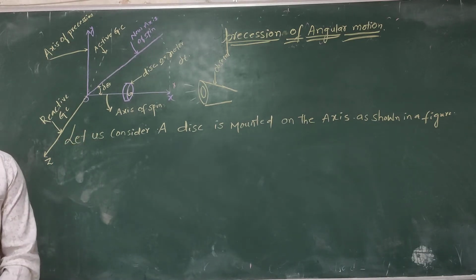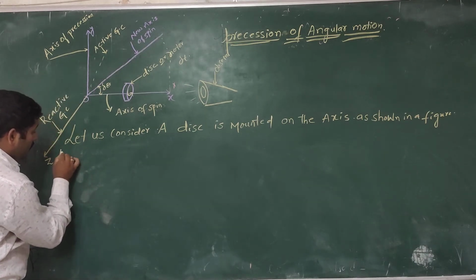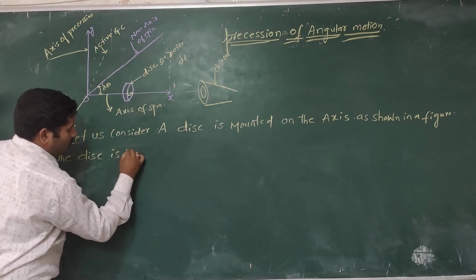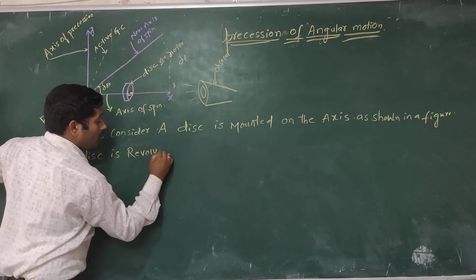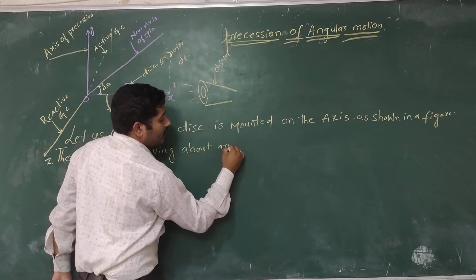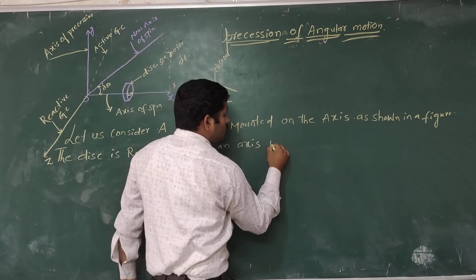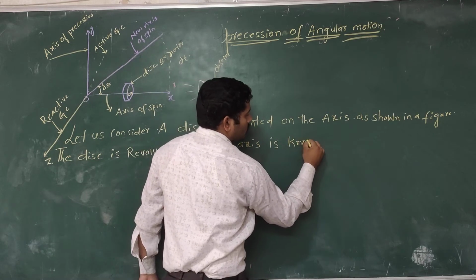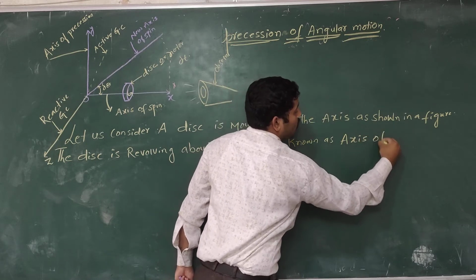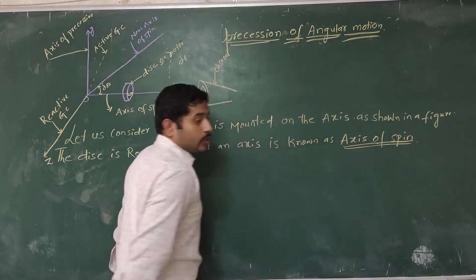Okay, the disc is revolving about an axis. So what we can say here? As already told you, it is known as the axis of spin. Okay dear, axis of spin.